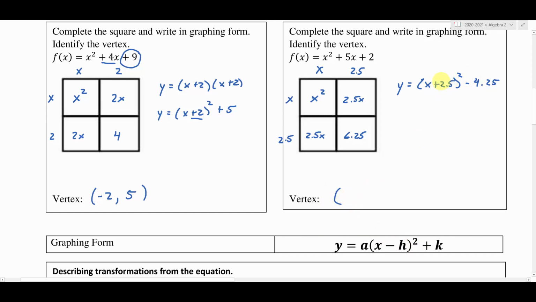A plus 2.5 inside of the parentheses indicates a left horizontal shift, 2.5 units, so we're going to go to negative 2.5 for the x-coordinate, and a minus 4.25 on the end here indicates that it's been shifted down, so it'll be at negative 4.25. Right, so this is my x and y coordinate for the vertex. If you were to graph this thing in your calculator, this is where you would find the vertex.